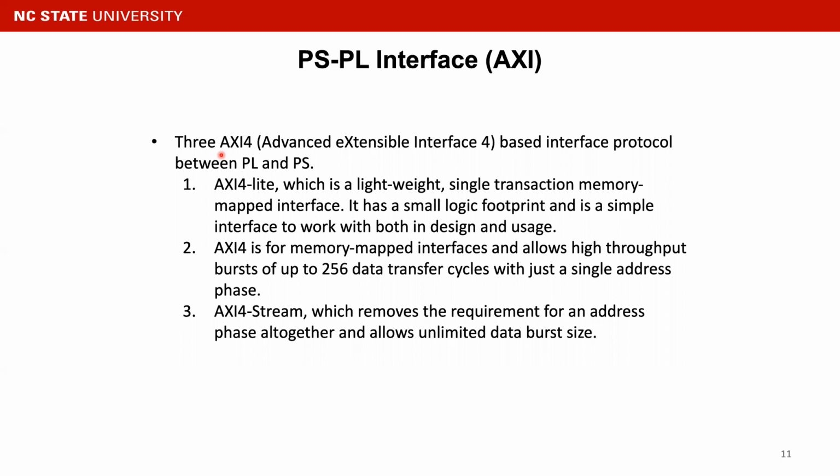Then we have AXI, which is also a memory mapped interface, but it can allow a burst transaction of up to 256 data. And lastly, we have AXI Stream, which is the highest performance variant of the interface, and it removes the requirement for address altogether. But this one is the most difficult to implement.